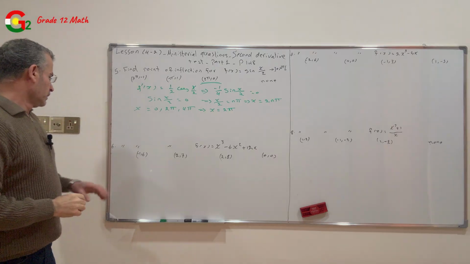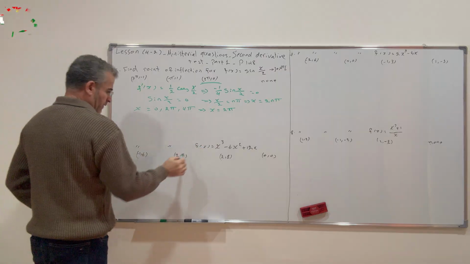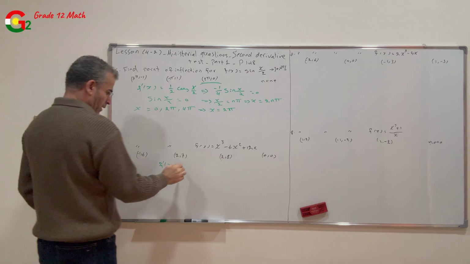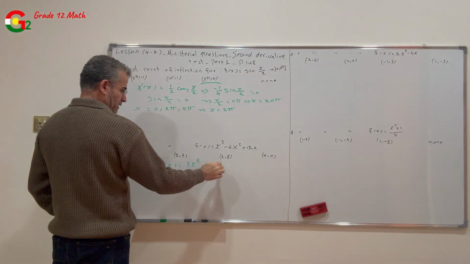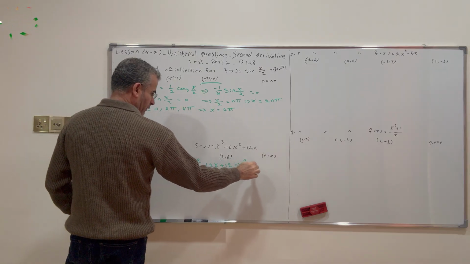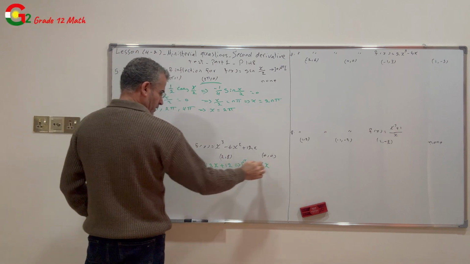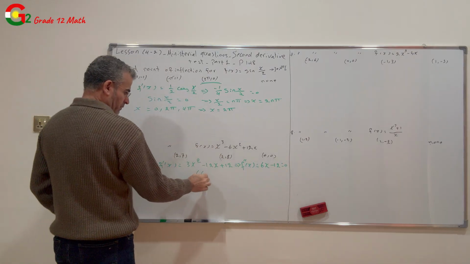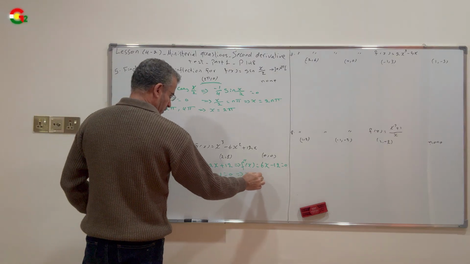Question number 6, find the point of inflection of this function. f prime of x equal to 3x power 2 minus 12x plus 12. Then the second derivative, f double prime of x equal to 6x minus 12. Set it equal 0. Factorize by 6, x minus 2 equals 0. Then x equal 2.